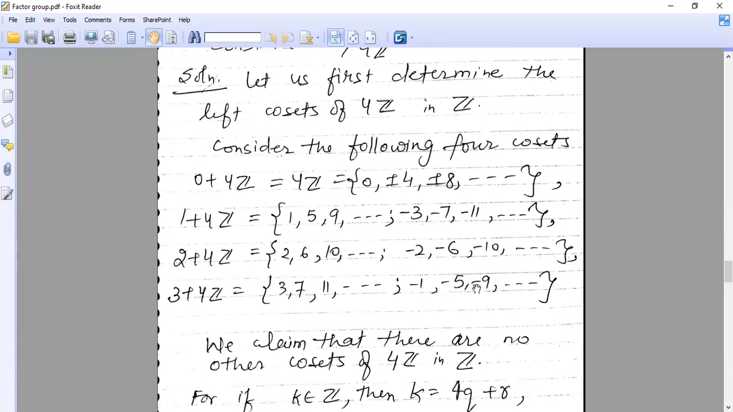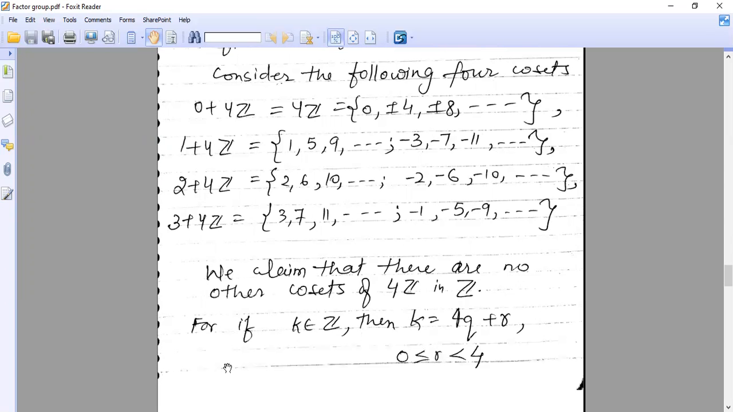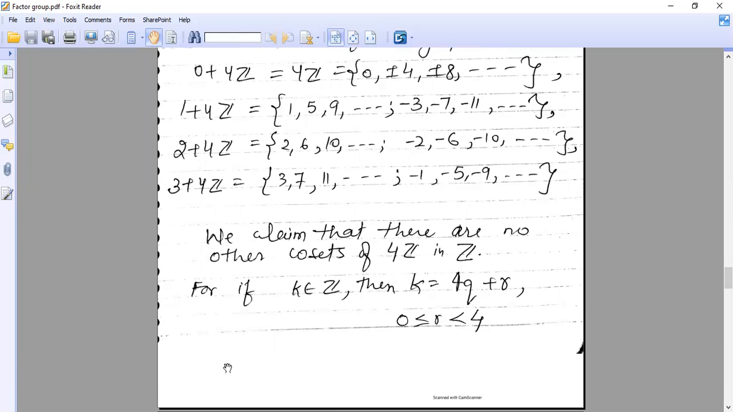Now what is 4 plus 4z? Basically 4 plus 4z will give you the element from here only. Then 5 plus 4z will be this, 6 plus 4z will be this. So you will get a repetition here. So all the other cosets will be from this collection only. Now we will prove that whenever you take any other coset, that will be from this set only.